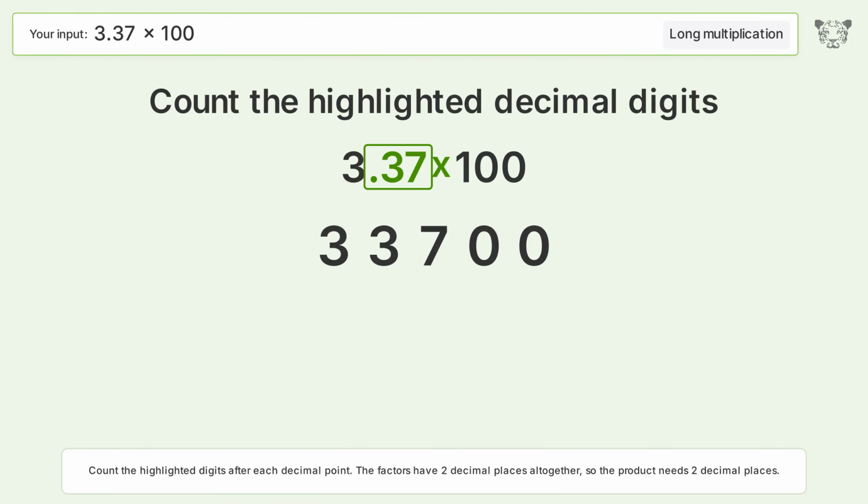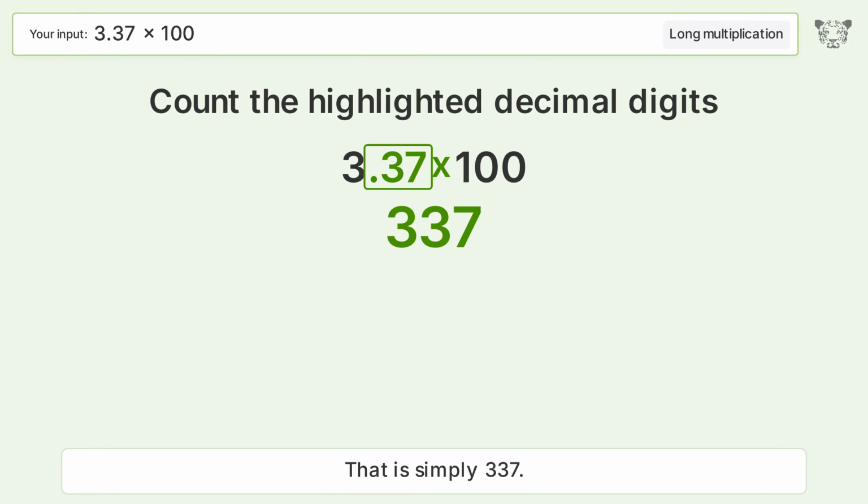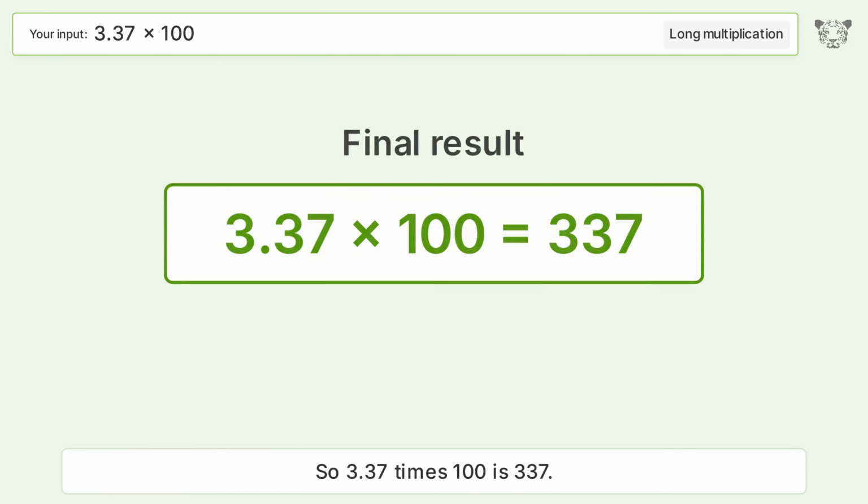Count the highlighted digits after each decimal point. The factors have 2 decimal places altogether, so the product needs 2 decimal places. Place the decimal point 2 places from the right. 33,700 becomes 337.00. That is simply 337. So 3.37 times 100 is 337.